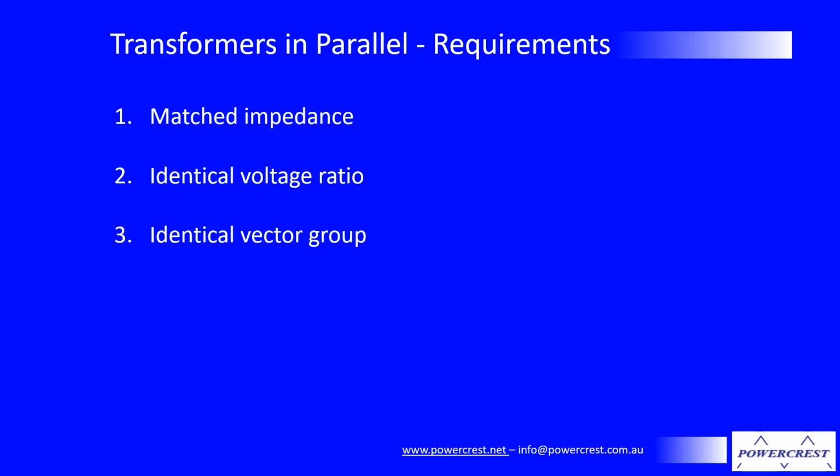The third requirement is identical vector group. And here I'll be looking at, as I've mentioned before, how can I change the vector group of a transformer without opening the tank? And the fourth requirement is same color.